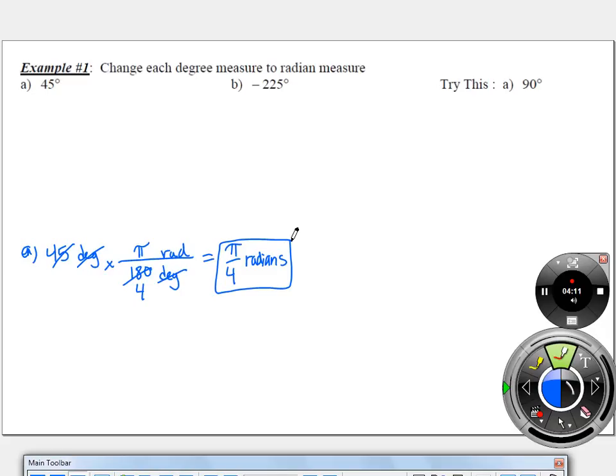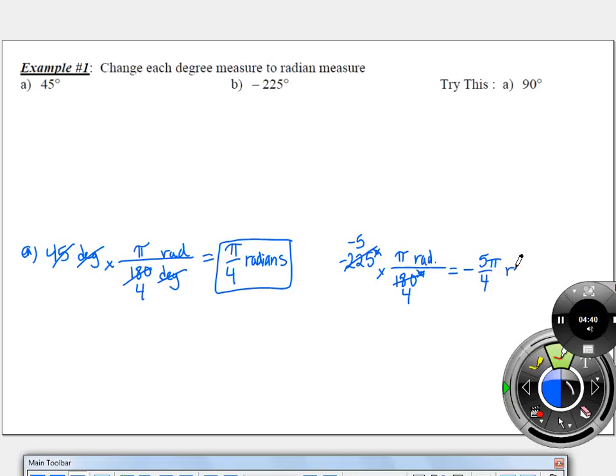For part B, same idea. I have negative 225 degrees, and I'm going to multiply that by pi radians over 180 degrees. The degrees will cancel out. 45 goes into 225 5 times and into 180 4 times. So this would be the same as negative 5 pi over 4 radians.